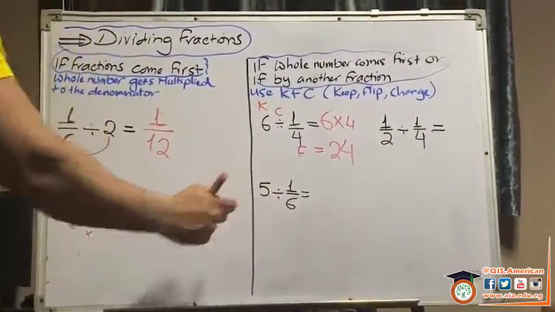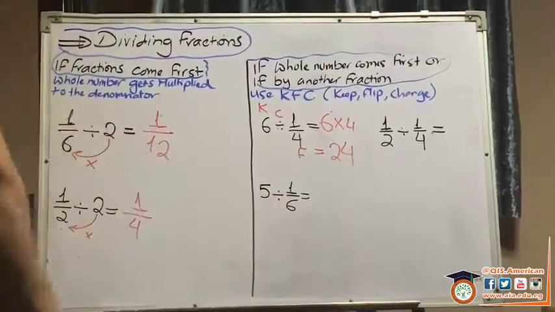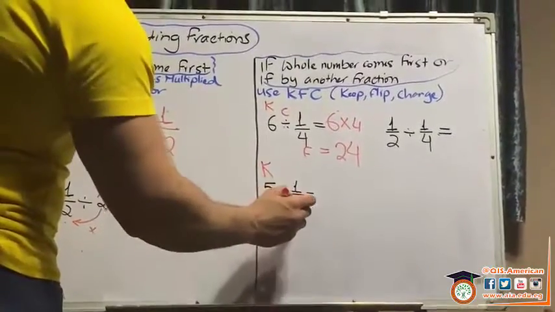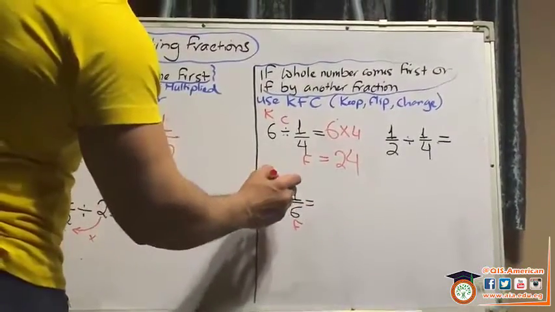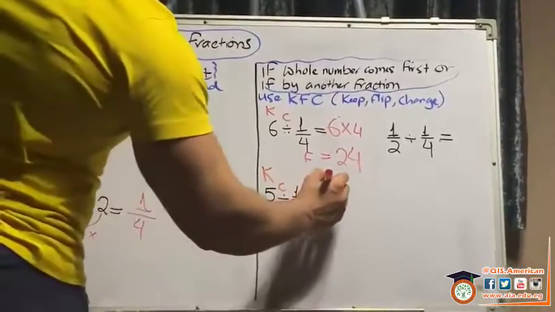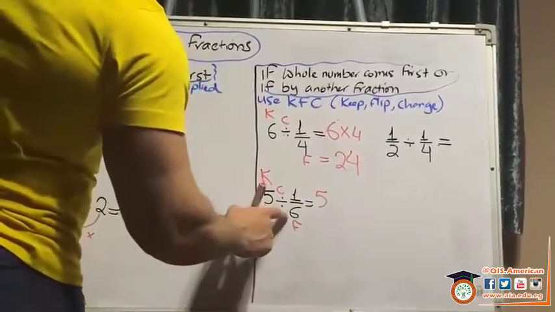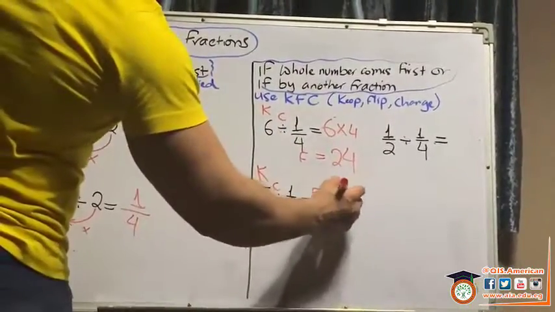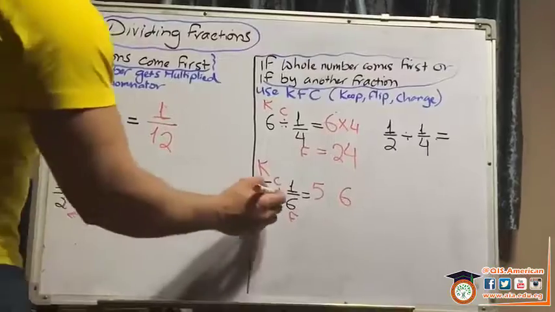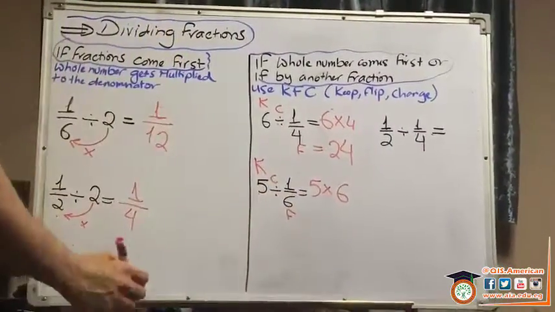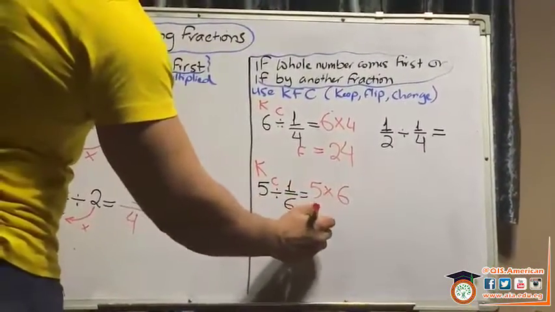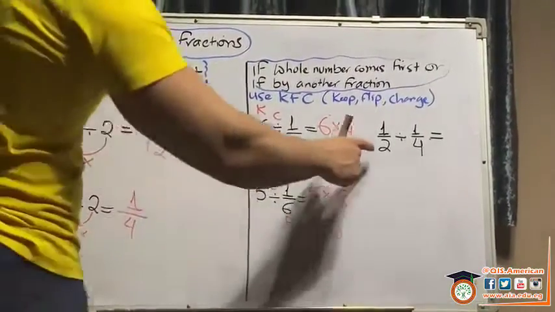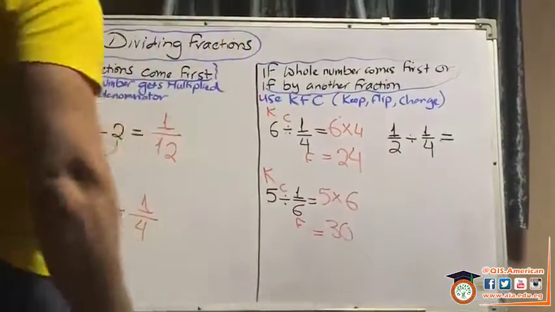Let's take a look at this one. I have 5 divided by 1 over 6, okay? Apply the KFC, keep this one, flip this one, and change the sign, okay? So I'm gonna keep the 5 as it is. I'm gonna flip the 1 over 6, so it will become 6 over 1. What's 6 over 1? Still a 6. And I'm gonna change the sign in between. So now it becomes 5 multiplied by 6. What's 5 multiplied by 6? 30.